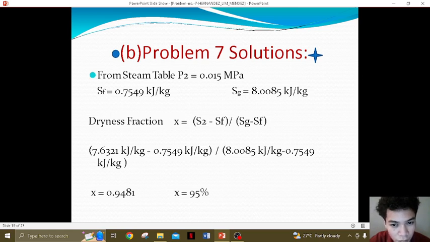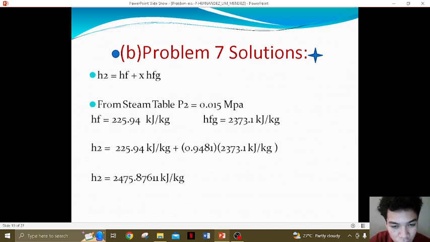over SG minus SF. So same thing, you have to substitute, which is 7.632 kJ/kg minus 0.7549 kJ/kg over 8.0085 kJ/kg minus 0.7549 kJ/kg. Then you'll have the answer for the dryness fraction: x is equal to 0.9481, or the percentage of x is equal to 95%.